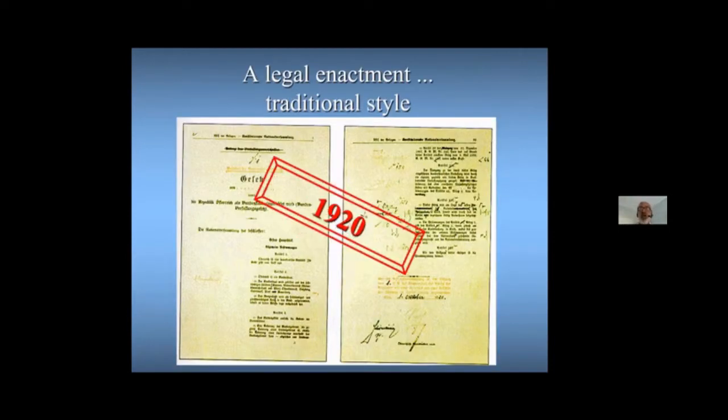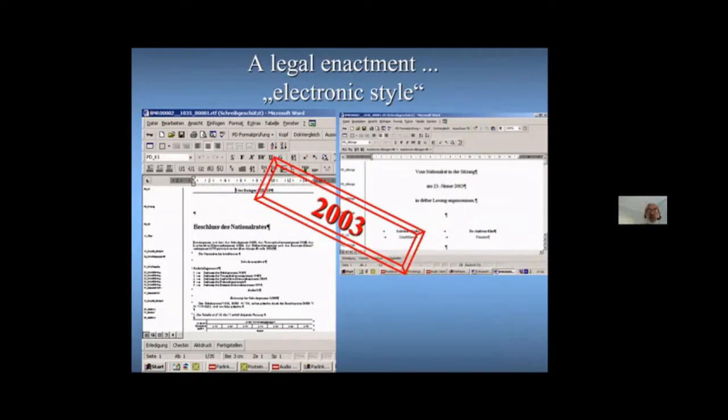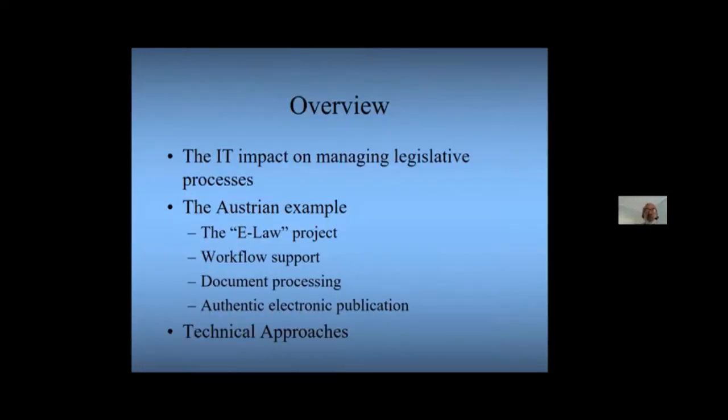Going back to our Austrian e-law system, as we are calling it, e-Recht in German, e-law in English, it simply replaced the traditional style of producing legal enactments by an electronic style. So the idea was to put the whole legislative workflow on an electronic basis, and I would like to put this idea within the framework of a very brief overview of the impact that IT generally had on managing legislative processes. Then I will say a few words about the Austrian example. I won't go into technical details; this would not be valuable to you anymore. I will just make a few remarks on the general technical approaches.